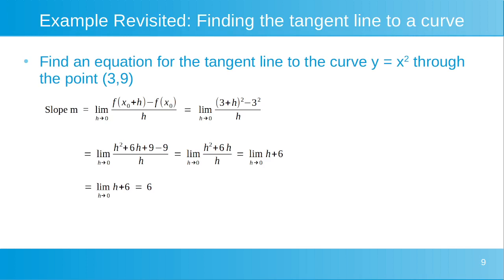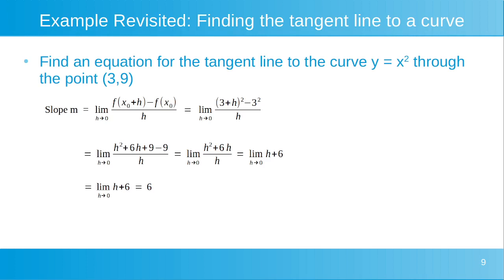And we're evaluating this limit at the point (3, 9), so our value x naught is equal to 3. So we substitute that in, and we get the limit of ((3 + h)^2 - 3^2) all over h as h approaches 0. When we multiply that out on the next line, we get the limit of (h^2 + 6h + 9 - 9) all divided by h as h approaches 0.